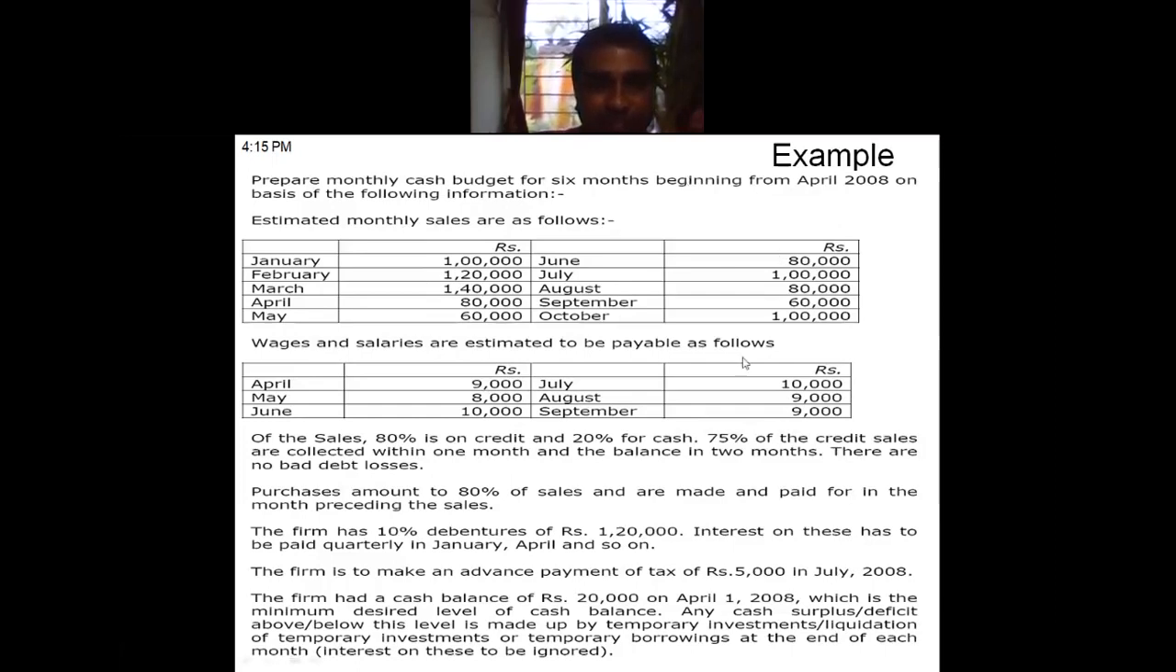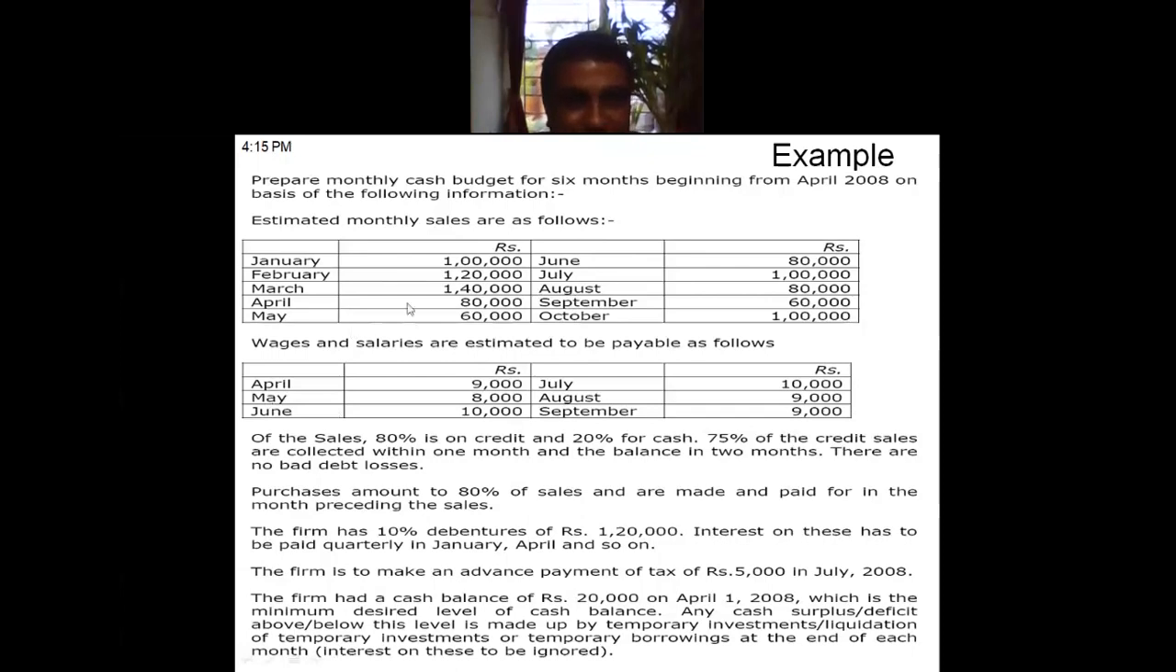Prepare a monthly cash budget for 6 months from April 2018 on the basis of the following information. Estimated monthly sales are as follows. In January, sales is 1 lakh, February sales 1.2 lakh, March it is 1.4 lakh, and in April sales is 80,000. May it is 0.6 lakh. Sales data for various months: January, February, March, April, May, June, July, August, September, October. How many months? 10 months sales data is given to you.